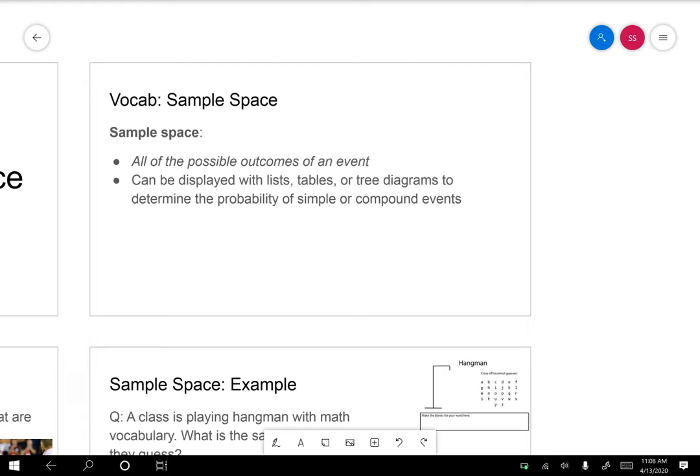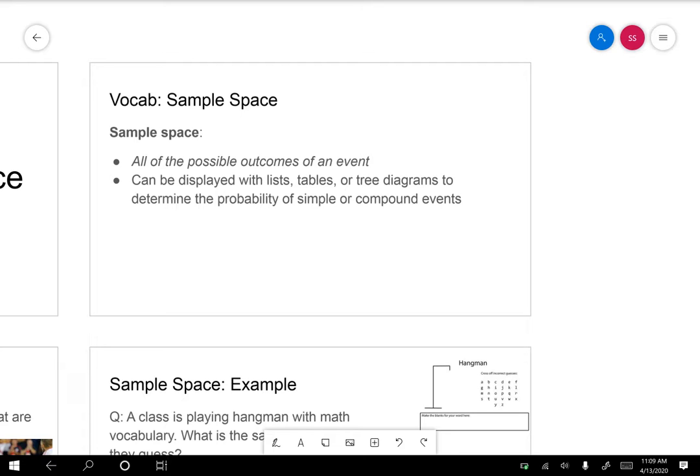Okay, so we've been talking about probability. We know, for example, flipping a coin. The possible outcomes there would be heads or tails. So that list of heads or tails, that is actually called sample space.